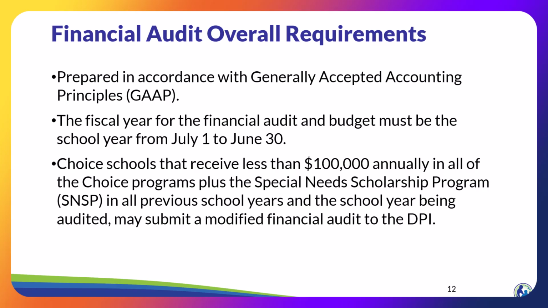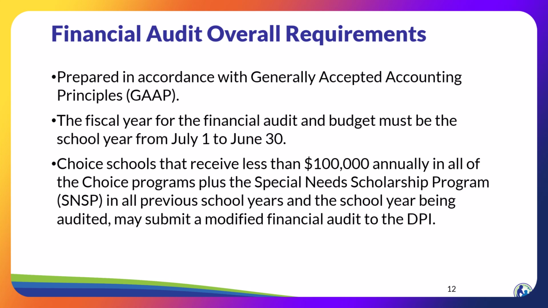Please note that all schools participating in the choice programs must have a fiscal year from July 1st to June 30th. This must be the fiscal year used in the financial audit and the budget. If a school does not have July 1st to June 30th as their fiscal year, the school must change their fiscal year to match these dates.